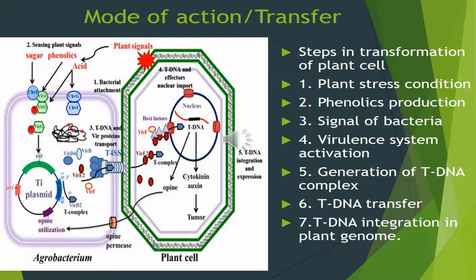Binding of the phenolics with VirA will result in the autophosphorylation of VirA. This autophosphorylation will lead to the phosphorylation of VirG by VirA. This automatically will result in the transcription of the other Vir genes, with the combination of VirA and VirG.